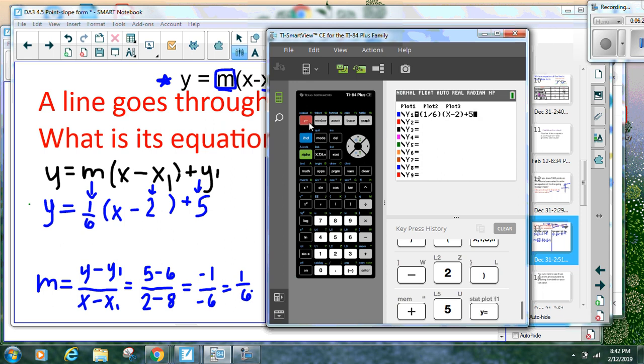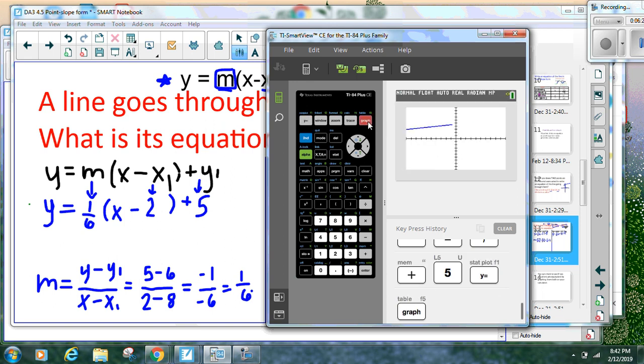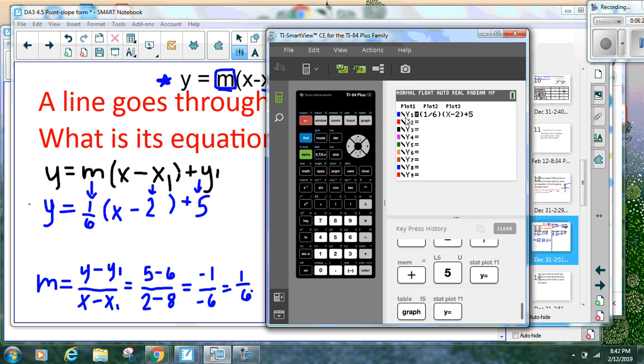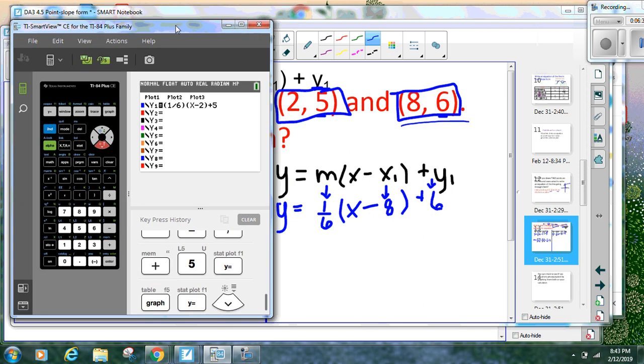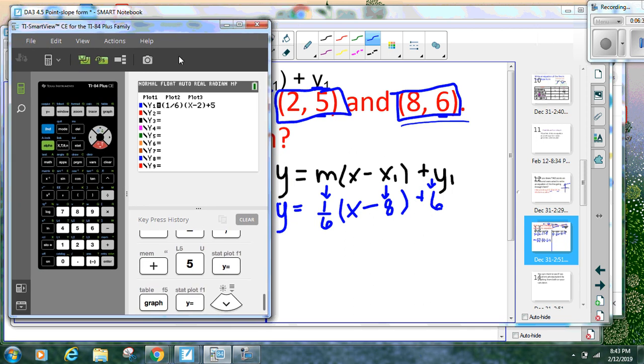Right, so there's my first one. Let's go to graphing. So I'm going to graph that line. Okay, there's my first line. All right, let's go back to y equals, and put in that second equation in y sub 2. So again, same slope, 1/6 times x minus 8 plus 6. It looks like a different equation, different values. Let's go ahead and graph this.